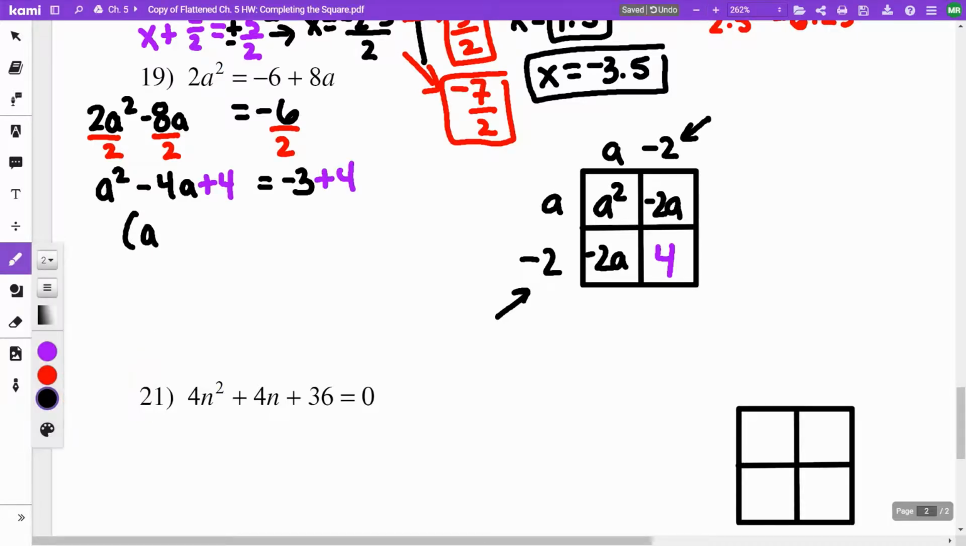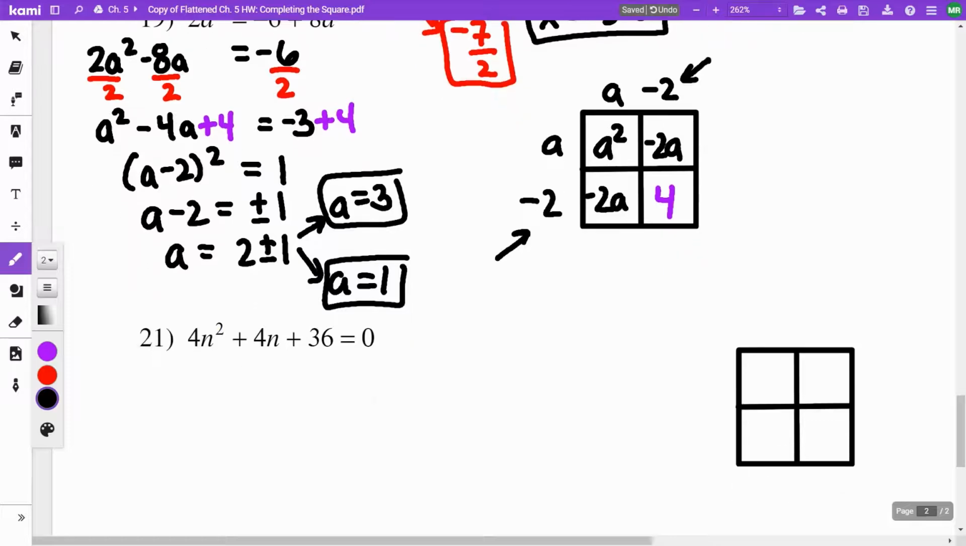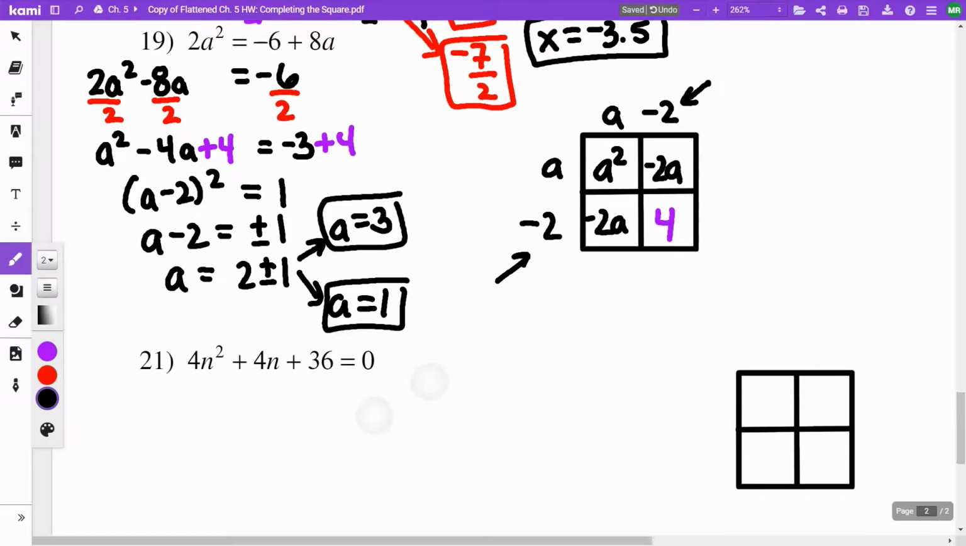I end up with an a minus 2 squared is equal to a 1. Square root both sides. A minus 2 equals plus or minus 1. I'm going to add the 2, and I'm going to get 2 answers. A is 3. That's one answer. The other answer is A is 1. Now, again, it would have been factorable, but we're practicing completing the square.